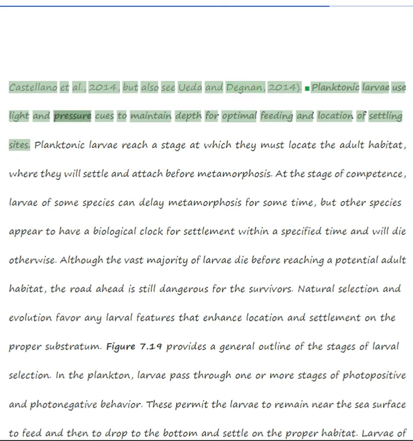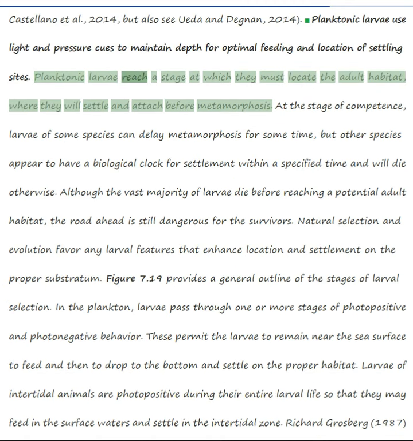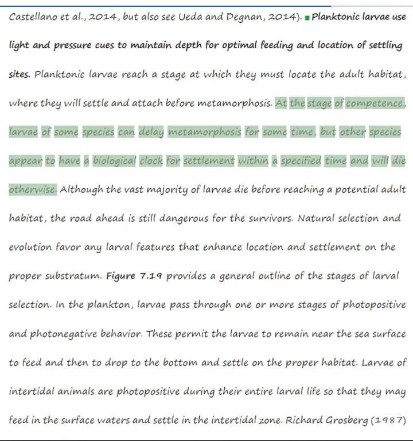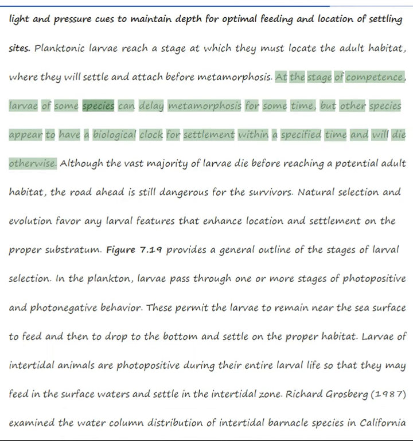Planktonic larvae use light and pressure cues to maintain depth for optimal feeding and location of settling sites. Planktonic larvae reach a stage at which they must locate the adult habitat, where they will settle and attach before metamorphosis. At the stage of competence, larvae of some species can delay metamorphosis for some time, but other species appear to have a biological clock for settlement within a specified time and will die otherwise.